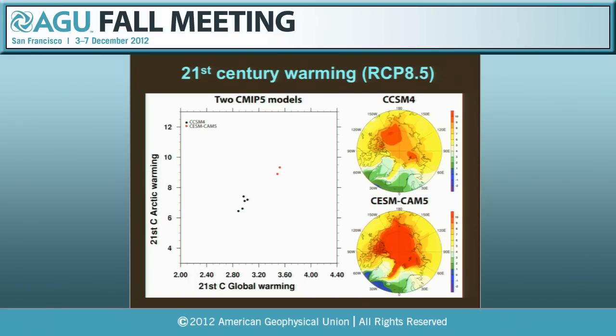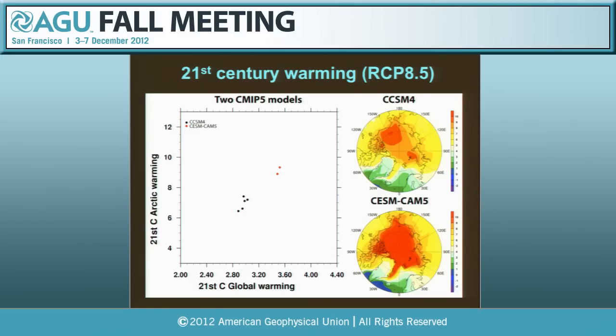But here we just have these two models, and I'm plotting the 21st century Arctic warming versus the 21st century global warming. I just want to take a quick quiz, because I'm sure you all have also been looking at the CMIP5 archive: do you think that these two models span the range of what is in the CMIP5 archive right now? Raise your hand if you think yes.